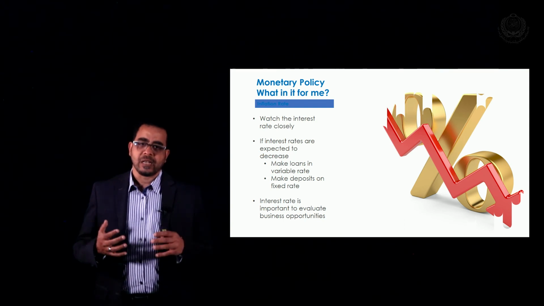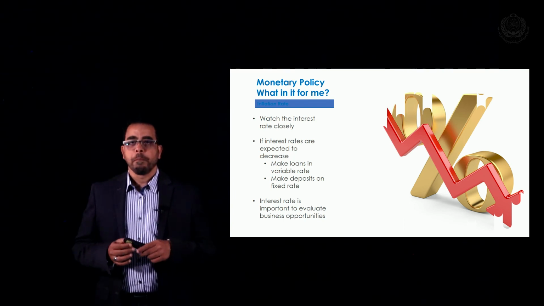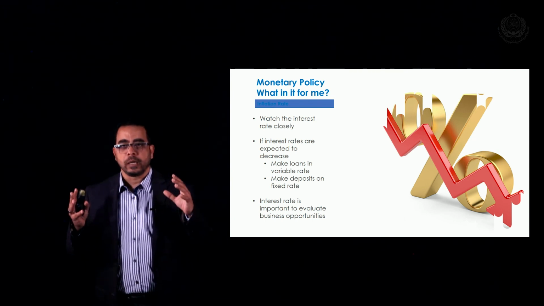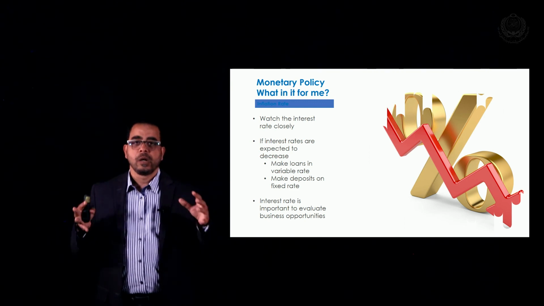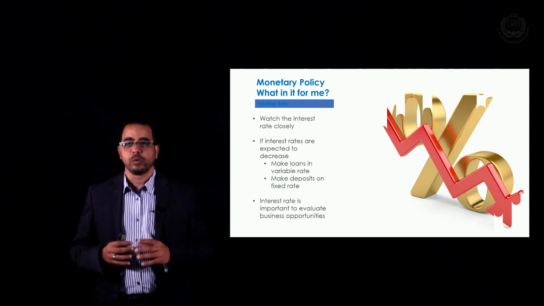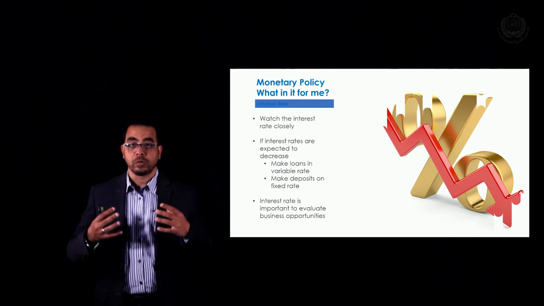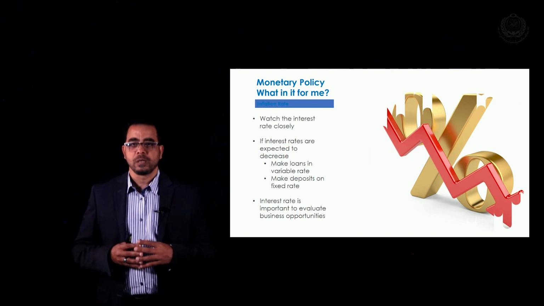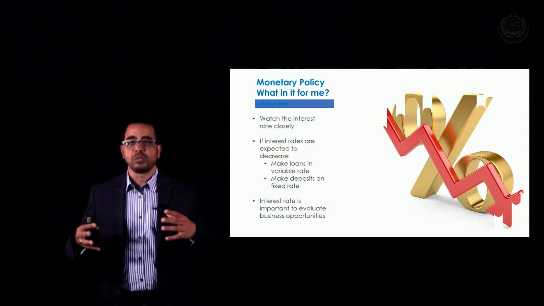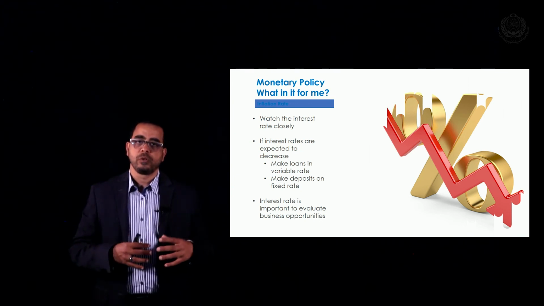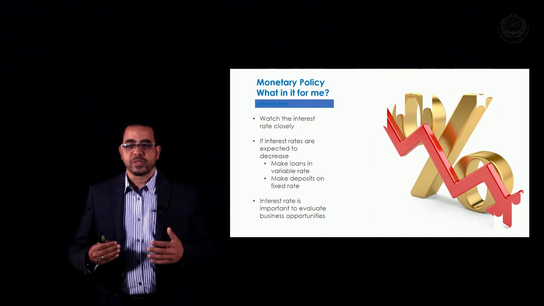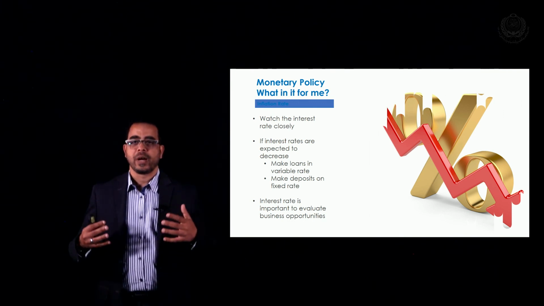If you are expecting interest rates to decrease, make a loan at a variable rate. You can make a loan on a variable rate or on a fixed rate. A variable rate means that if there is a change in interest rate in the market, it will be reflected in your loan. So if we are expecting interest rates to go down, go with a variable interest loan. And if you are expecting that the interest rate will go down, go with a fixed interest rate for your deposit, because you don't want your deposit interest rate to go down when the prices go down in the market.